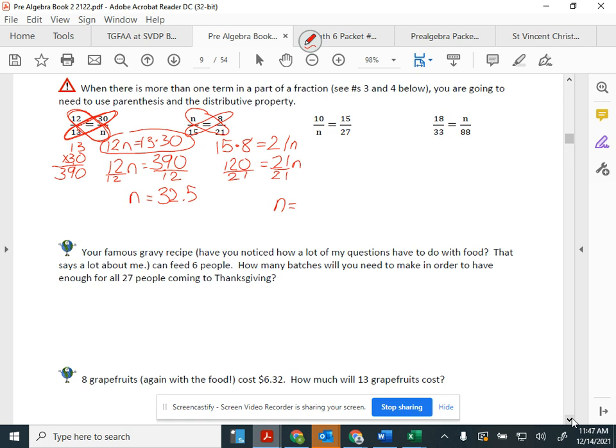Who did the math? Izzy? 5.71. He said round to the nearest tenth. He did say round to the nearest tenth, and then he didn't round it. So you could put n equals 5.7. All right. So our next one.